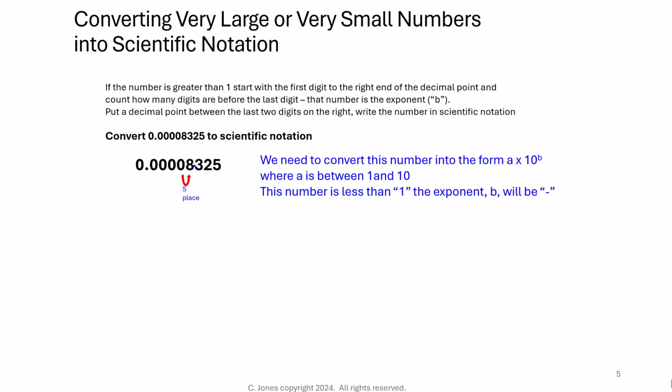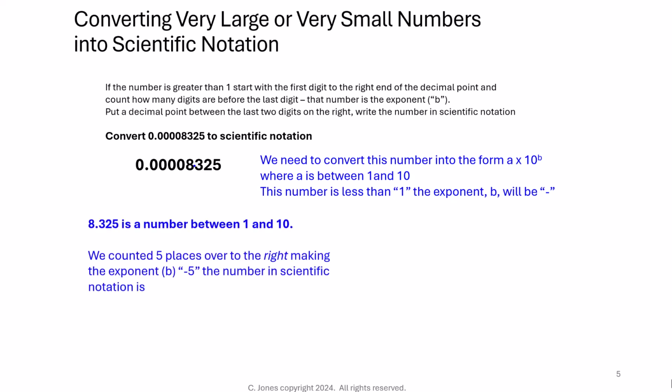All right. So we've moved this 5 places. We now have 8.325, a number between 1 and 10. We count up 5 places to do this, so the exponent is going to be negative 5. So our number in scientific notation is 8.325000 times 10 to the 5th.